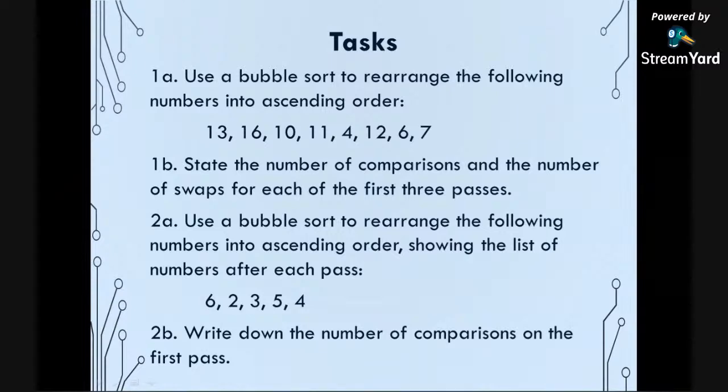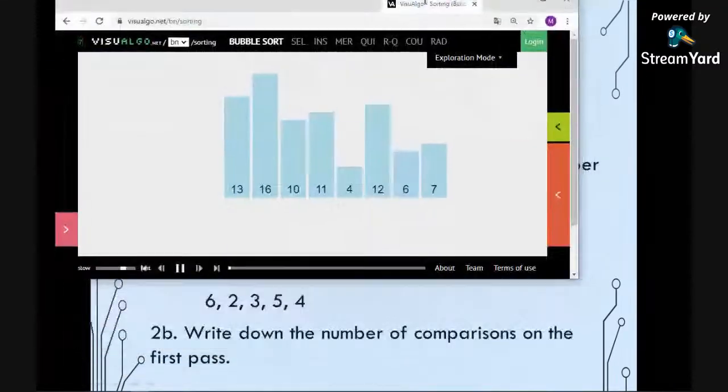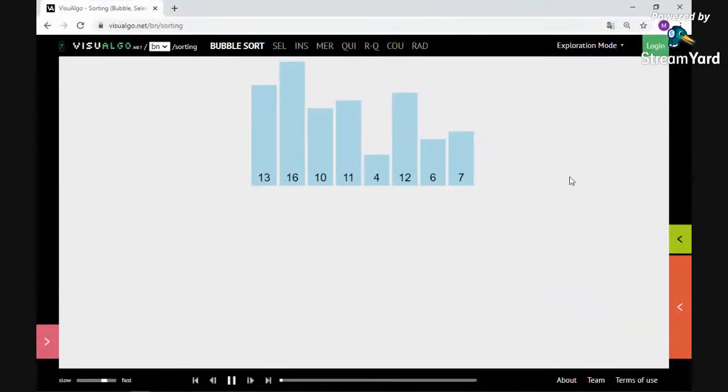So what I've done is I've actually put this into the Visual Go thing here, and what we should be able to notice is the items bubbling up as they have before. So I'm going to run this. I don't know why it's not.